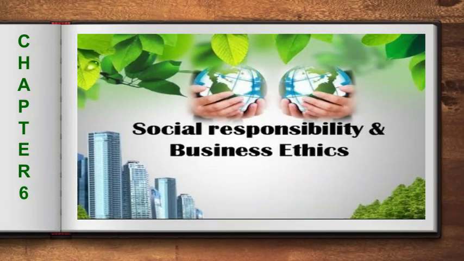Chapter 6 is called Social Responsibility and Business Ethics. Now, the main aim of a business is to make a profit. But a business should also consider the needs of society, which is very important for the existence of a business. So all that we will learn under this chapter called Social Responsibility and Business Ethics. Business ethics means the rules that a business needs to follow.